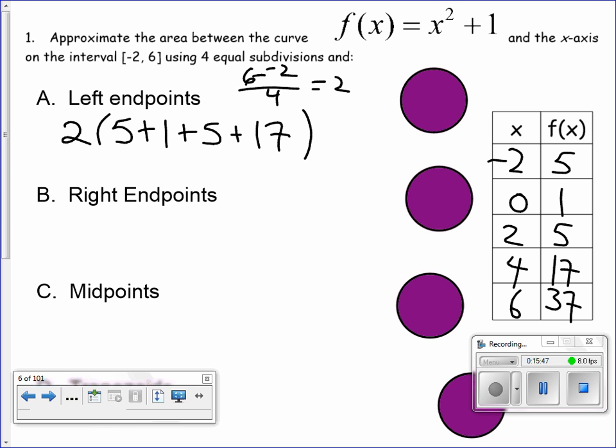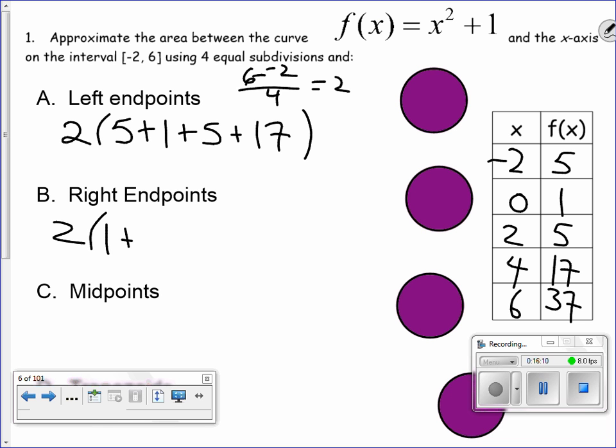All right. Moving on to the right end points. What about that width? Is that changing? No, because we still have 4 subintervals in the same from -2 to 6. So it's still 2. But we're not going to use those same 4 heights. What's the height of my first rectangle going to be? 1. It's going from -2 to 0. 0 is on the right. We're using the y coordinate 0, which is 1.